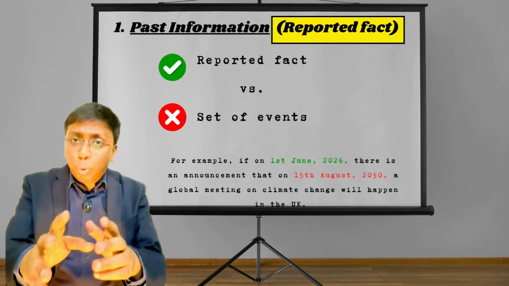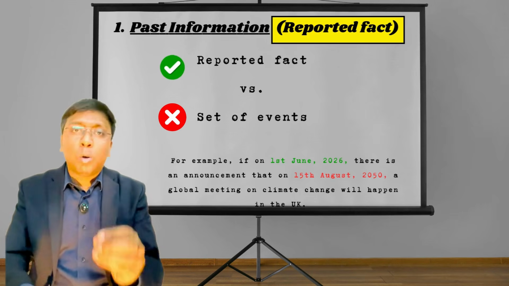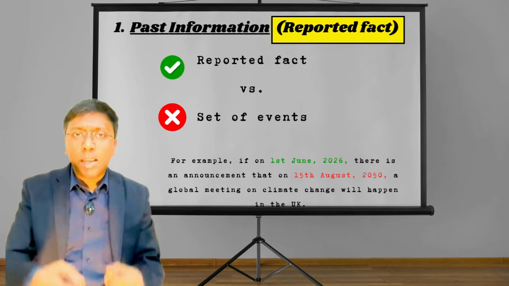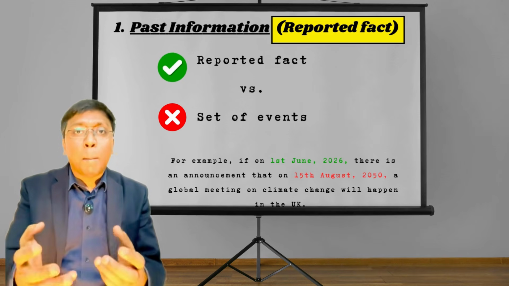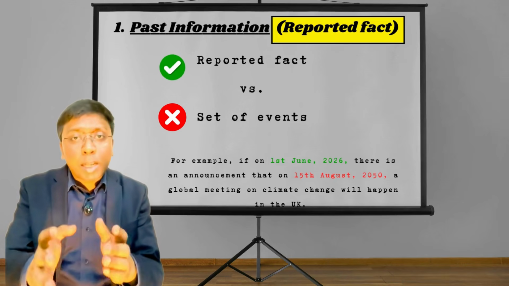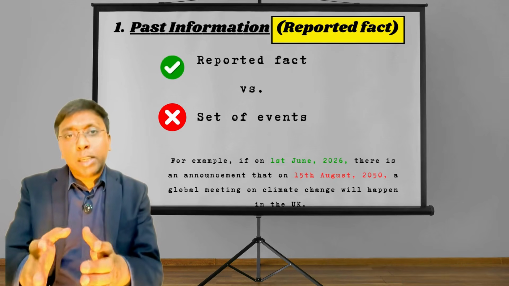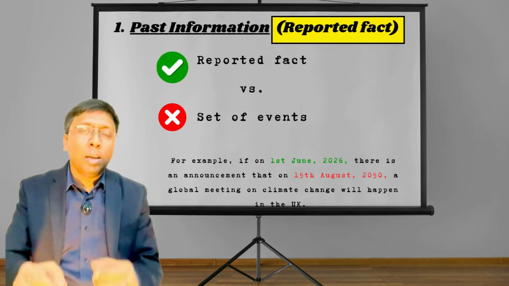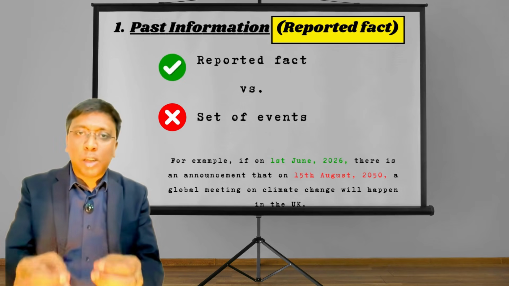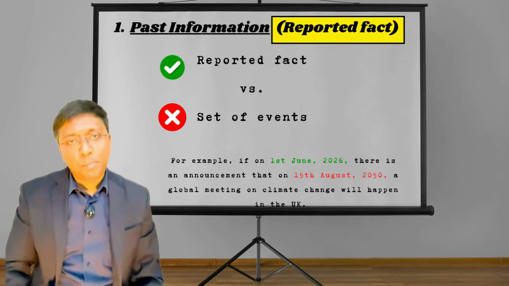Now see, there are two dates. Because it is reported on 1st June 2026, so it becomes a reported fact on 1st June 2026. But the set of events may or may not happen in the UK on 15th August 2050. So let's keep it very simple. Any piece of information that is in the public domain is just a reported fact.